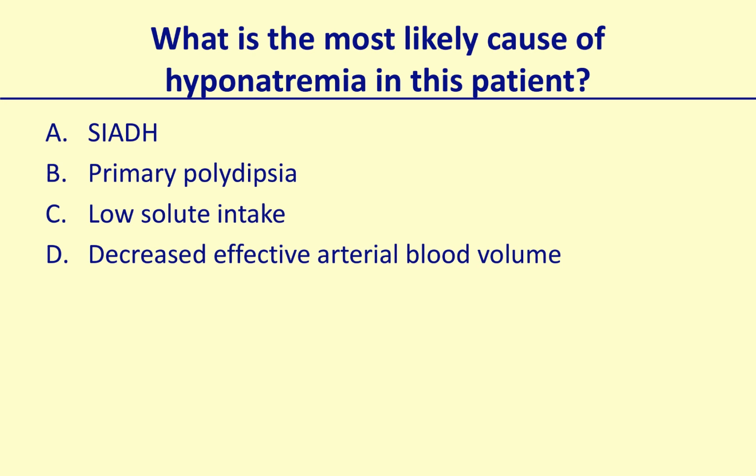So the question is, what is the most likely cause of hyponatremia in this patient? Letter A, SIADH. Letter B, primary polydipsia. Letter C, low solute intake. Or letter D, decreased effective arterial blood volume. And the right answer is letter B, primary polydipsia.